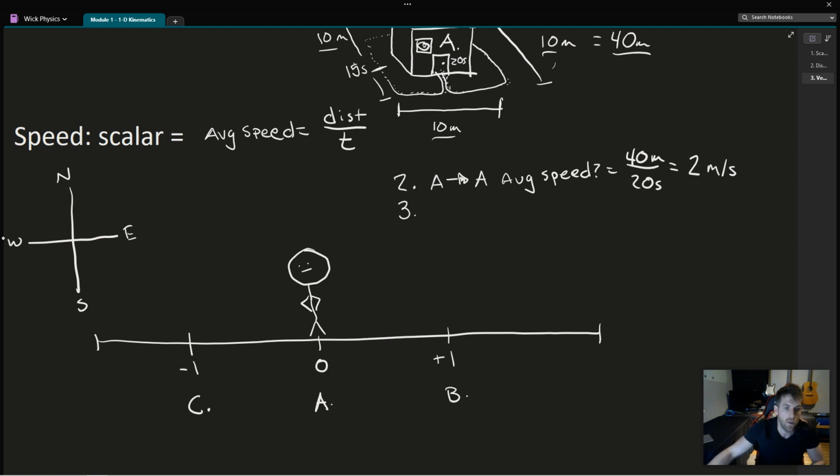So this person travels. We'll even just write this out: from A to B to C to B, back to C, back to A, and then finally to B. Okay? That's a lot. That's a really big question there. And I want to know, what is the average velocity?